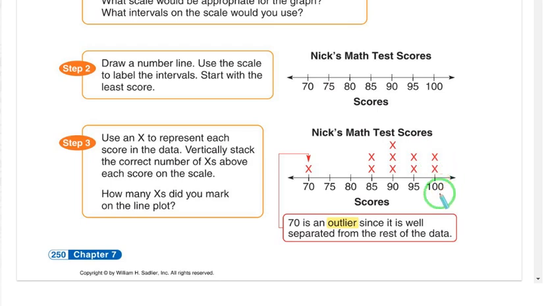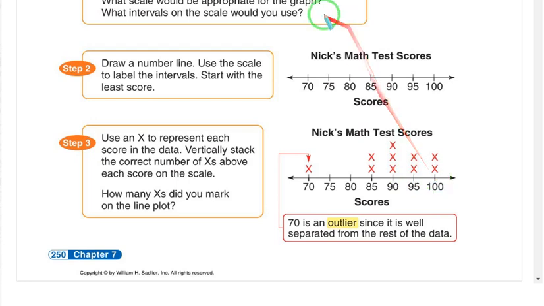Now if I want to ask you a question, how many times is the 70 repeated? It is repeated once, just once, because we just have one X. How many 75? 0. How many 80? 0. How many 85? Twice. The 90 is repeated 3 times. The 95 is repeated twice, and the 100 is repeated twice.